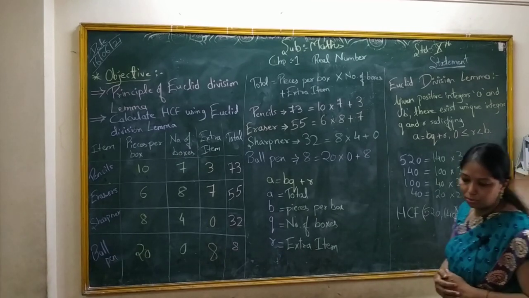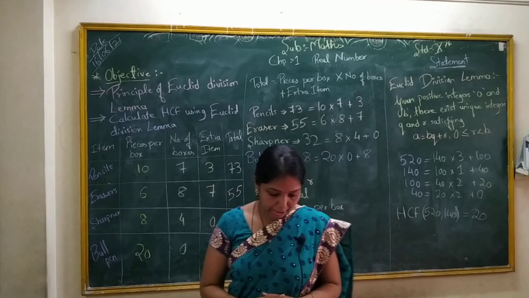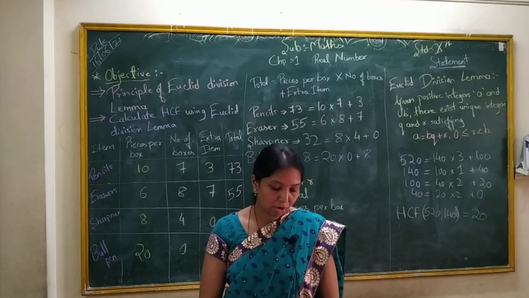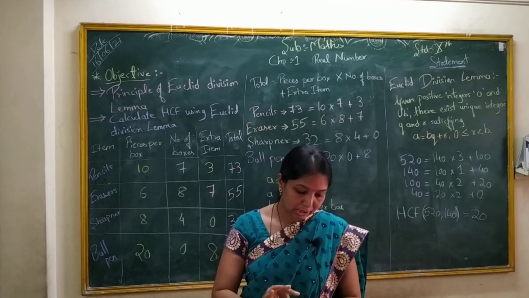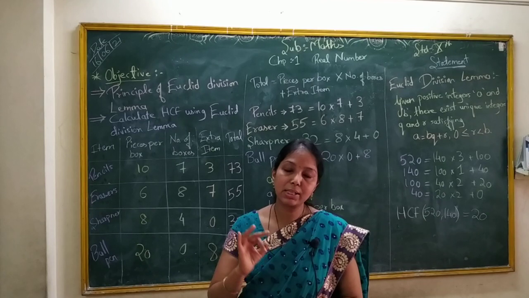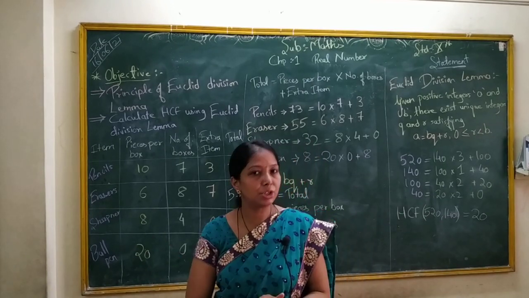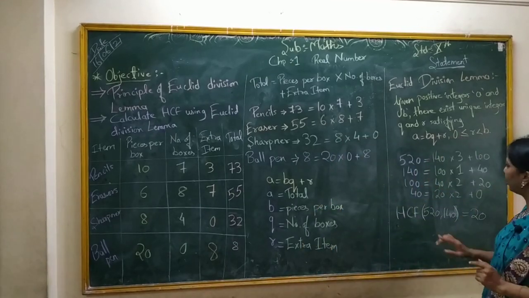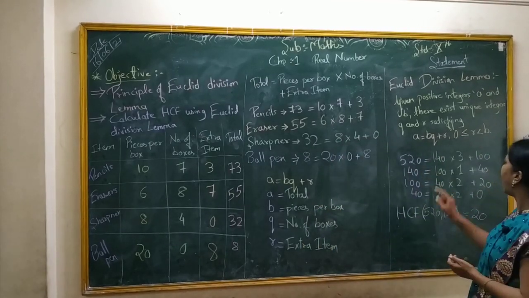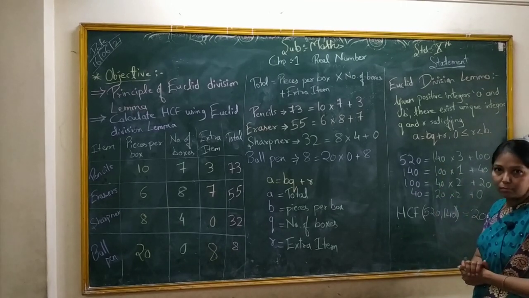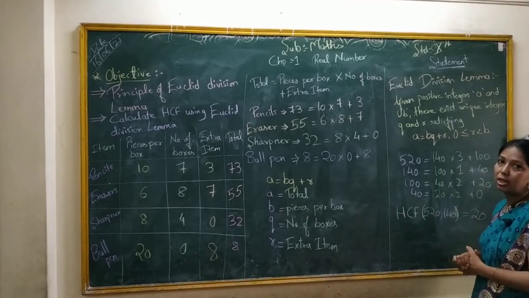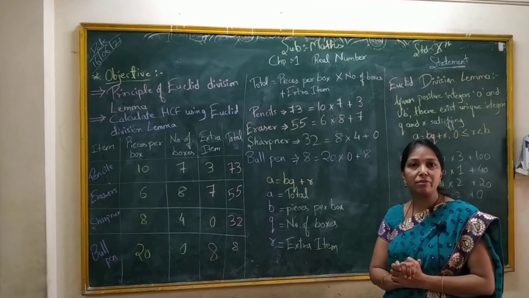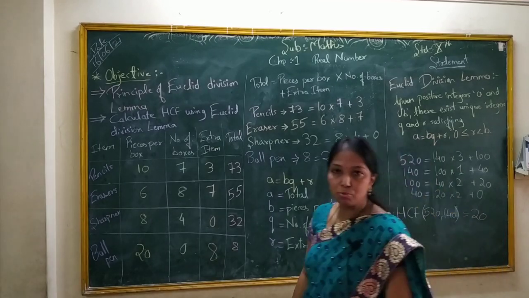Now, suppose the shopkeeper wants to arrange boxes of pencils and erasers in the least number of shelves such that the pencils are equally divided into all the shelves. Let's take an example: the shopkeeper has 520 boxes of pencils and 140 boxes of erasers, and he wants to arrange these in all the shelves equally. So here he will use the Euclid division lemma method. Let's see how he uses it.